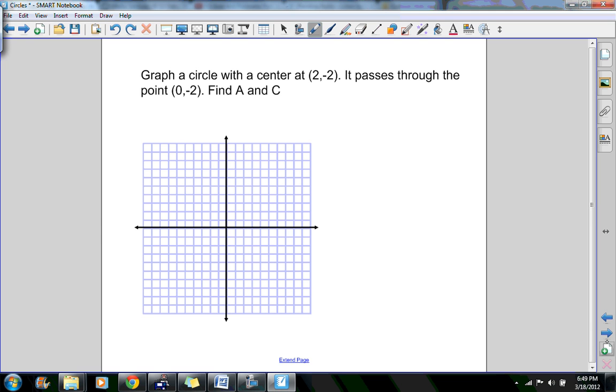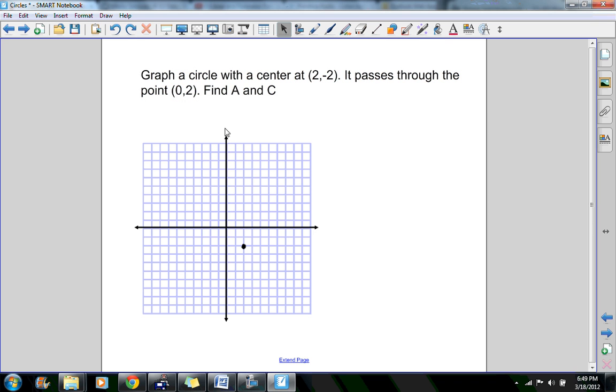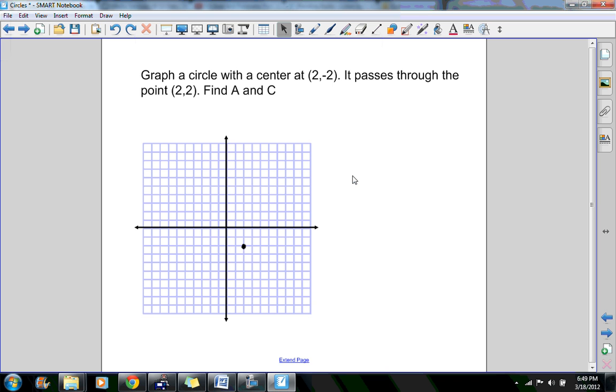Last one. I want to graph a circle with the center at 2, negative 2. That's down here. And it passes through the point 2, positive 2. Find A and C. There we go. So 2, positive 2 is up here.